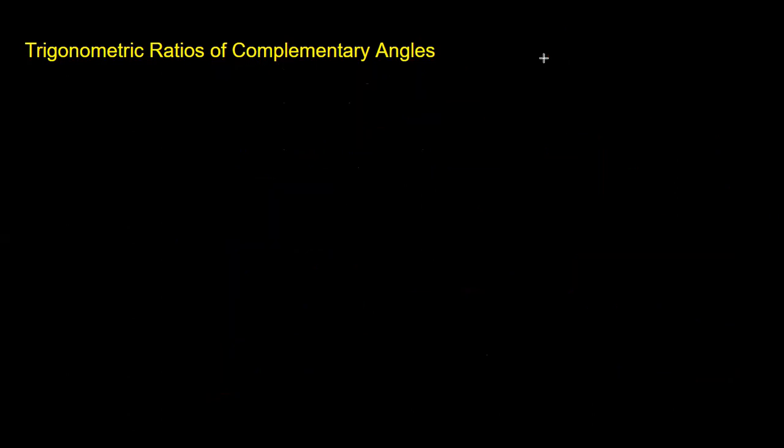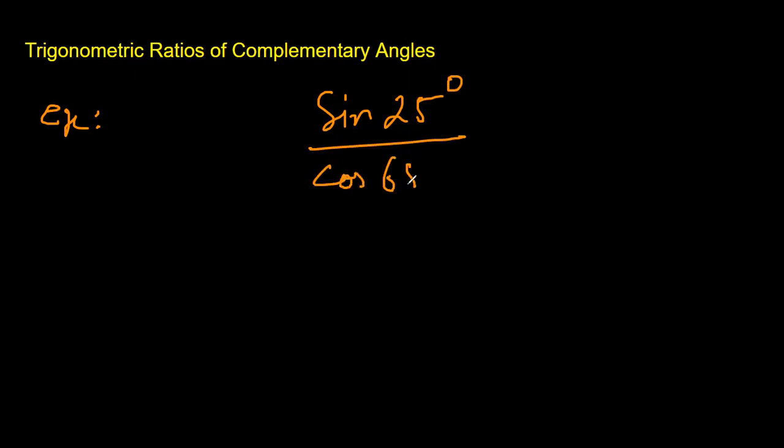Let's see one example based on this. Suppose you are asked to find the value of sine 25 degrees divided by cos of 65 degrees. Now, you neither know the value of sine of 25 nor of cos 65, and you also don't need to know these values. You can find the ratio using these complementary formulae.